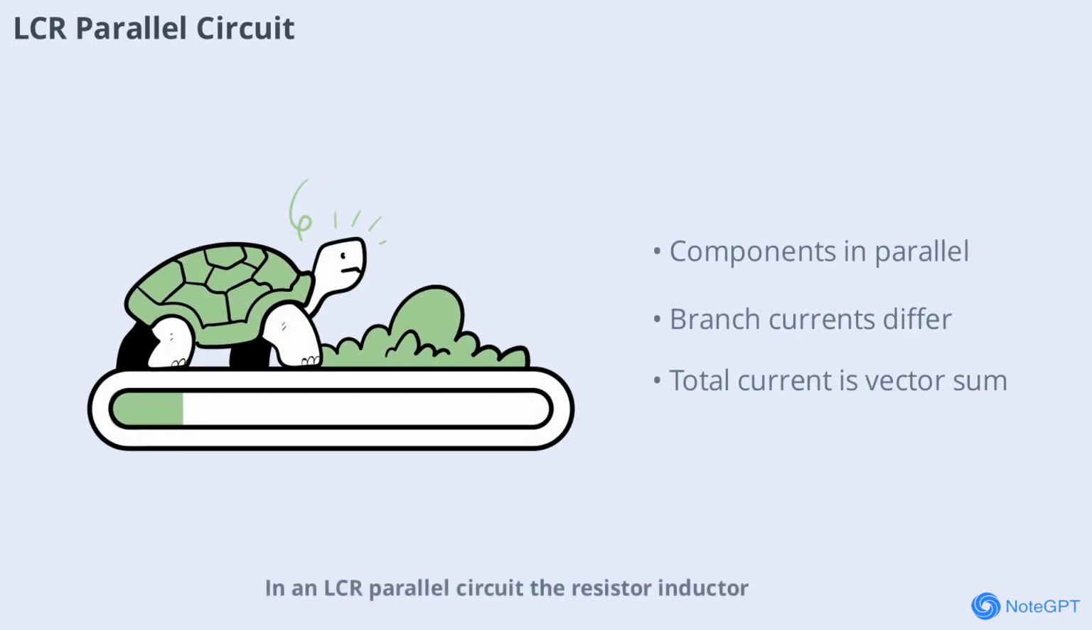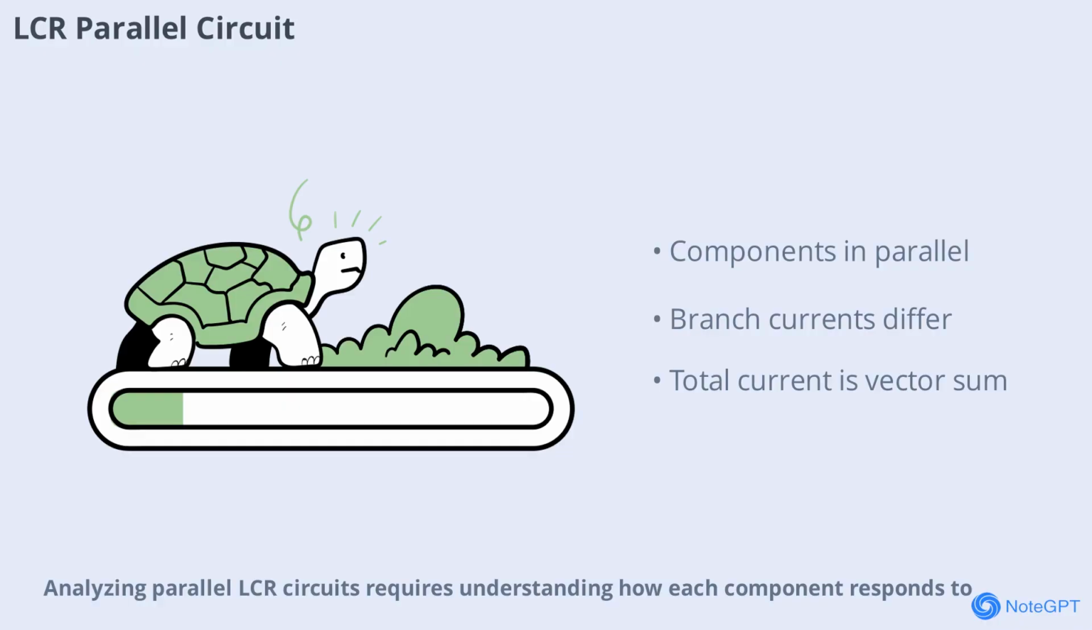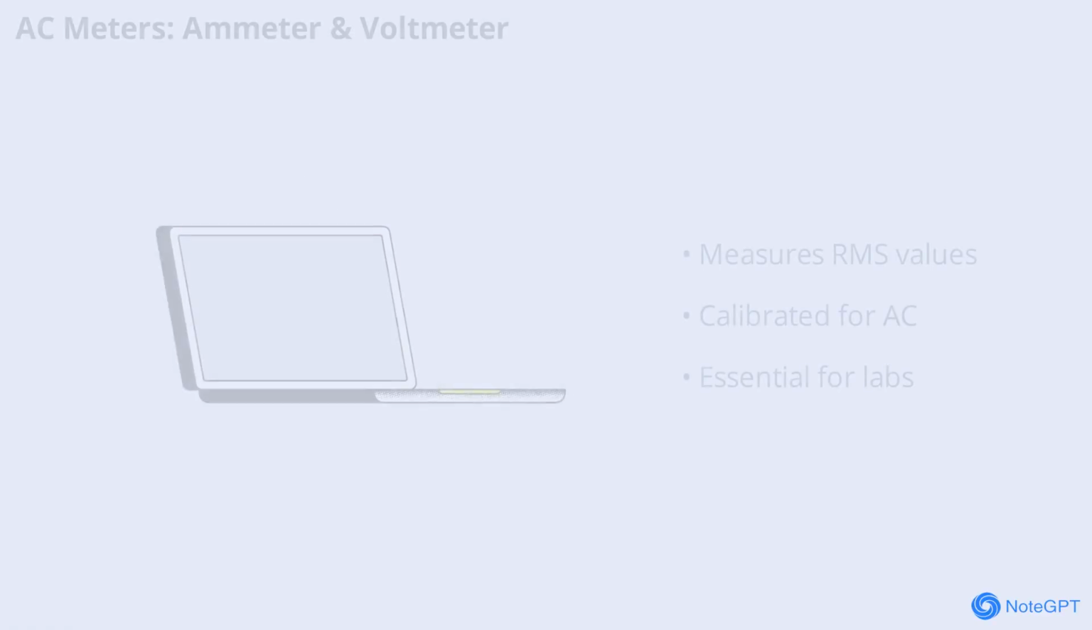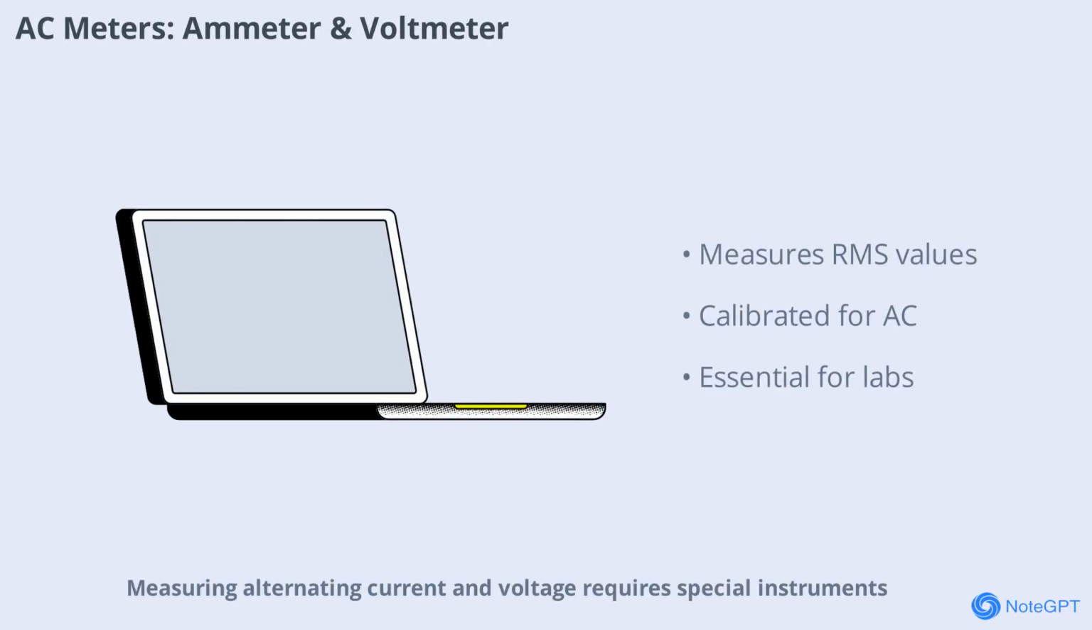In an LCR parallel circuit, the resistor, inductor, and capacitor are connected in parallel across an AC source. The current through each branch is different, and the total current is the vector sum of the branch currents. Analyzing parallel LCR circuits requires understanding how each component responds to AC and how their combined effect influences the total current and impedance. Measuring alternating current and voltage requires special instruments.